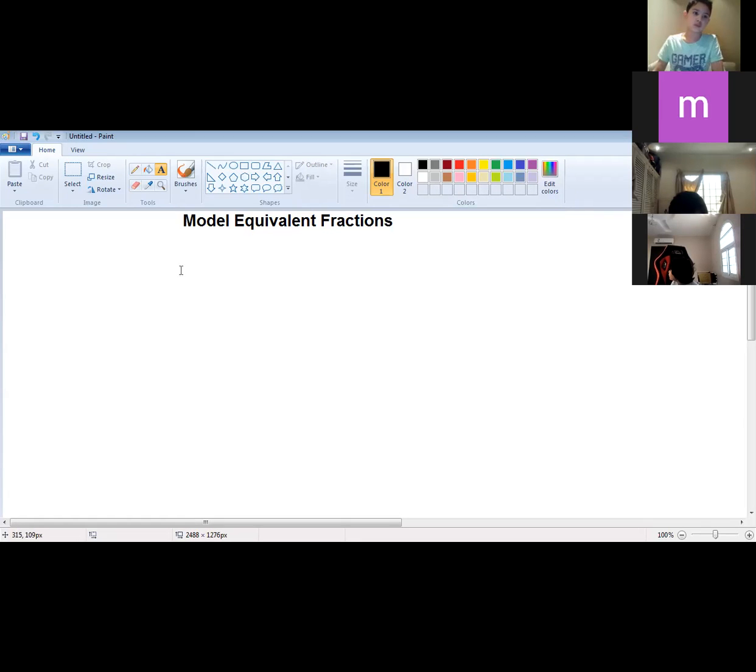Model equivalent fractions. First of all, if I write a fraction like that, yes, Atash, concentrate, please.